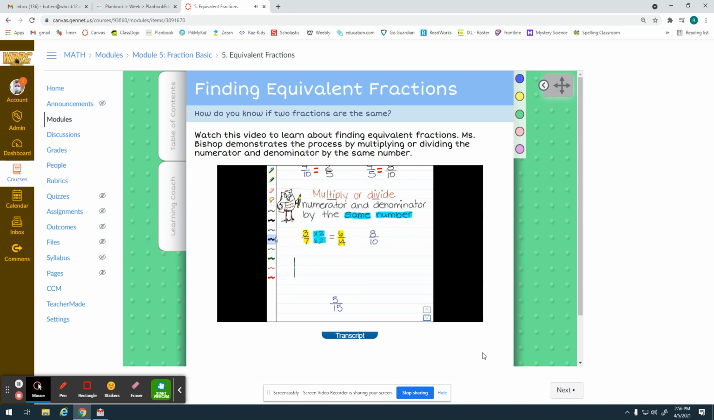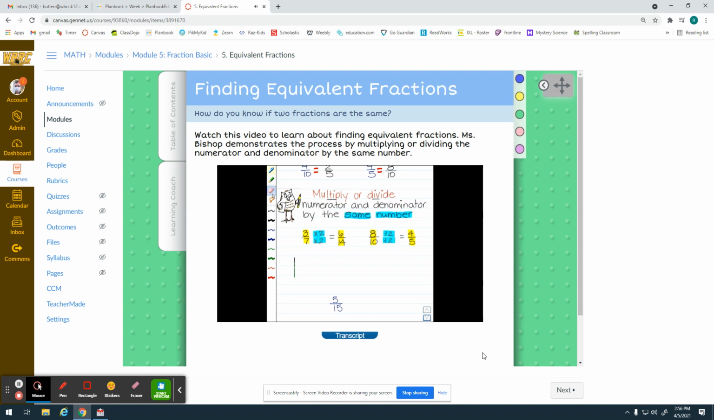Let's try that again. This time let's try to divide. Again, dividing by the same number. Let's divide by 2, because 2 can go into 8 and 2 can go into 10. 8 divided by 2 is 4, 10 divided by 2 is 5. So we now create an equivalent fraction. 8 tenths is equivalent to 4 fifths. We found that up at the top with the number line. But this is a quicker and easier way for us to find equivalent fractions.